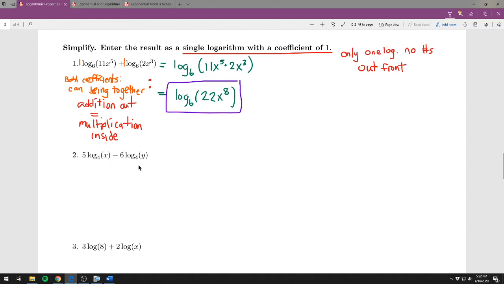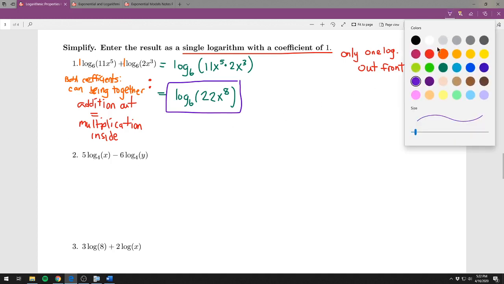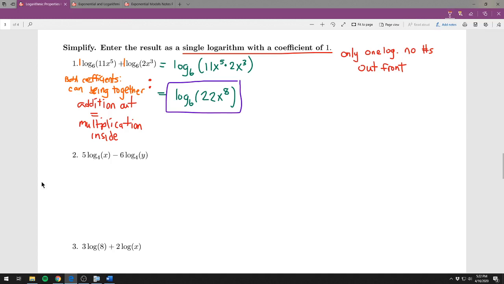So moving down to number 2, we want to do the same thing. We want to combine these logs into 1 with a coefficient of 1 out front, and we have 5 times log base 4 of x minus 6 times log base 4 of y. What you'll notice here is the coefficients aren't 1. What you want to do is move them up as the exponent. That is a necessary step. You cannot combine these with coefficients out front except 1. So we move the coefficients up as exponents.